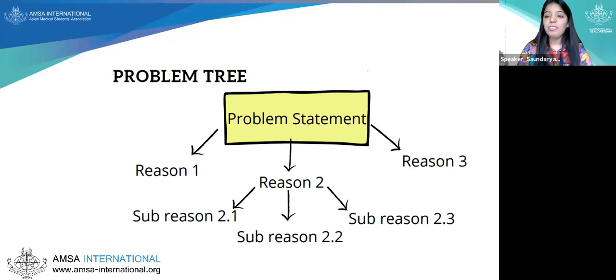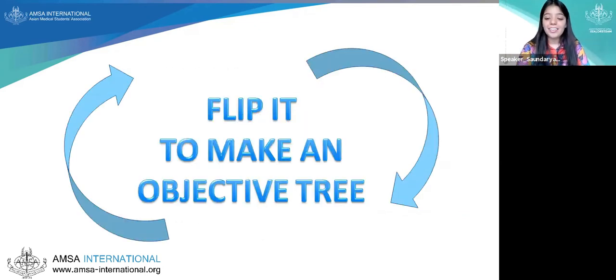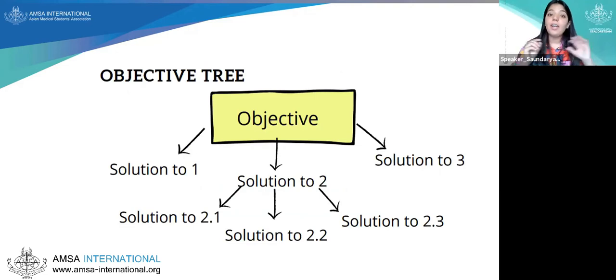So this is how we formed our problem tree. I'm going to explain with the help of an example, and if you think this makes no sense, it will in a minute or two. You need to design a problem statement like I talked about, and then think of the reasons, or rather the causes of why it is happening, and then the causes for that. Then you flip it to make an objective tree. An objective tree will form your outcome statement.